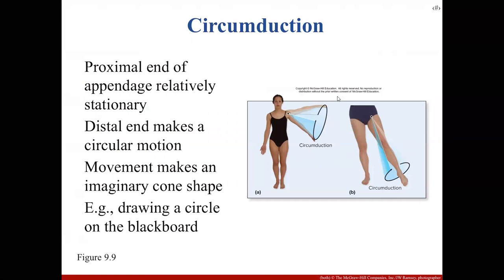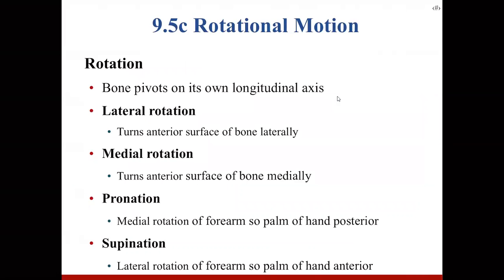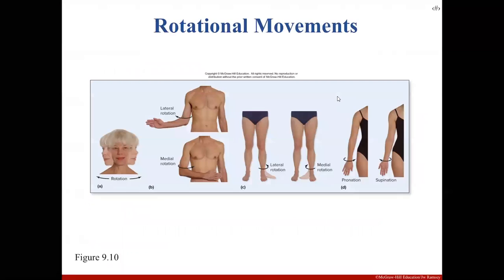Circumduction is spinning something in a circle. Then rotational movement: rotation, so we're pivoting. There's lateral, medial, and then pronation and supination. Lateral rotation is turning the thing away from the body, like here, and medial rotation is bringing it back into the body. Same thing with your legs. If you point your toe out, that's lateral. Medial is bringing it back in.